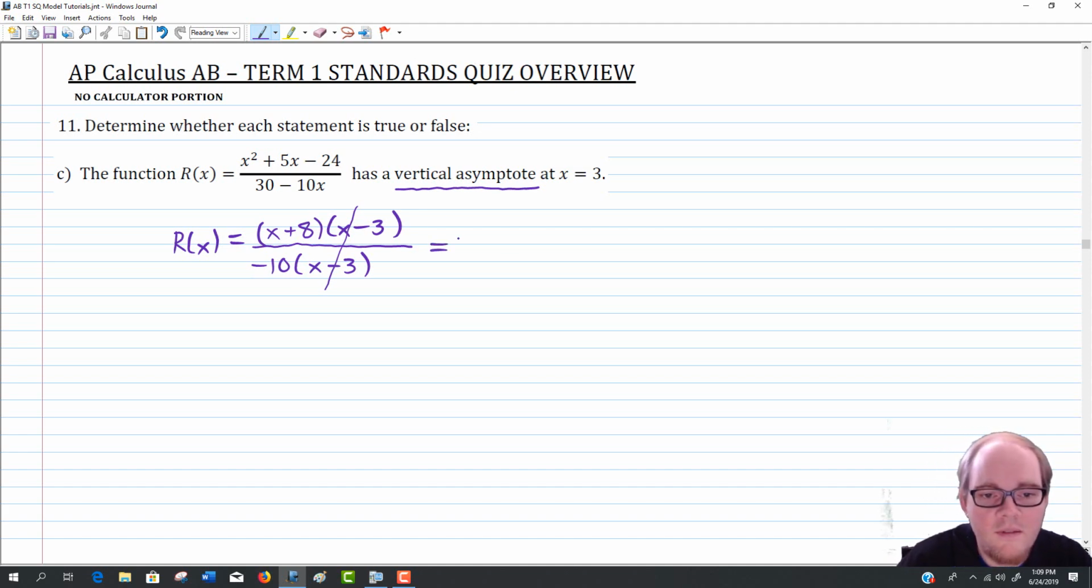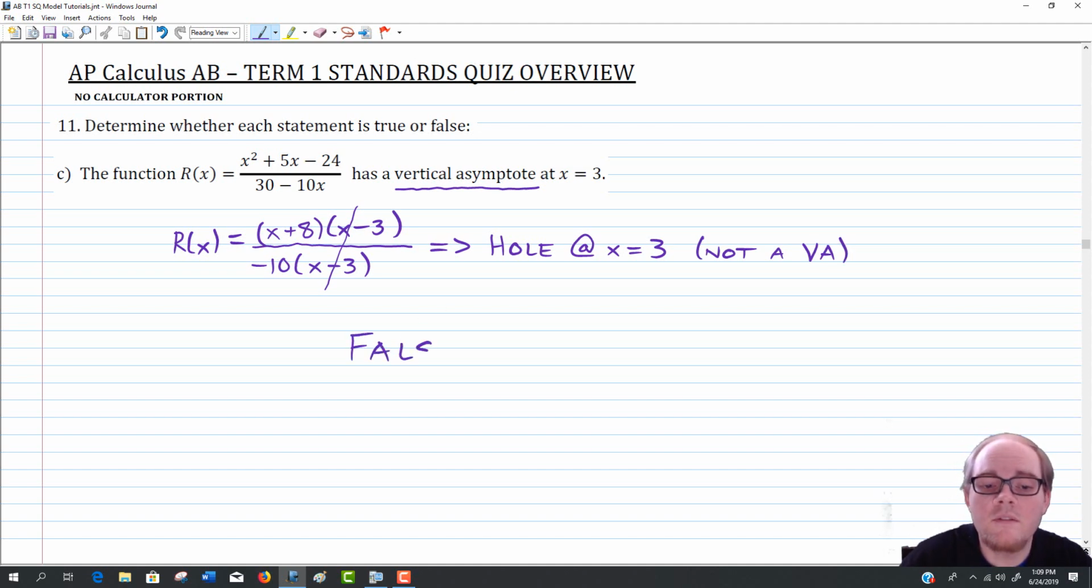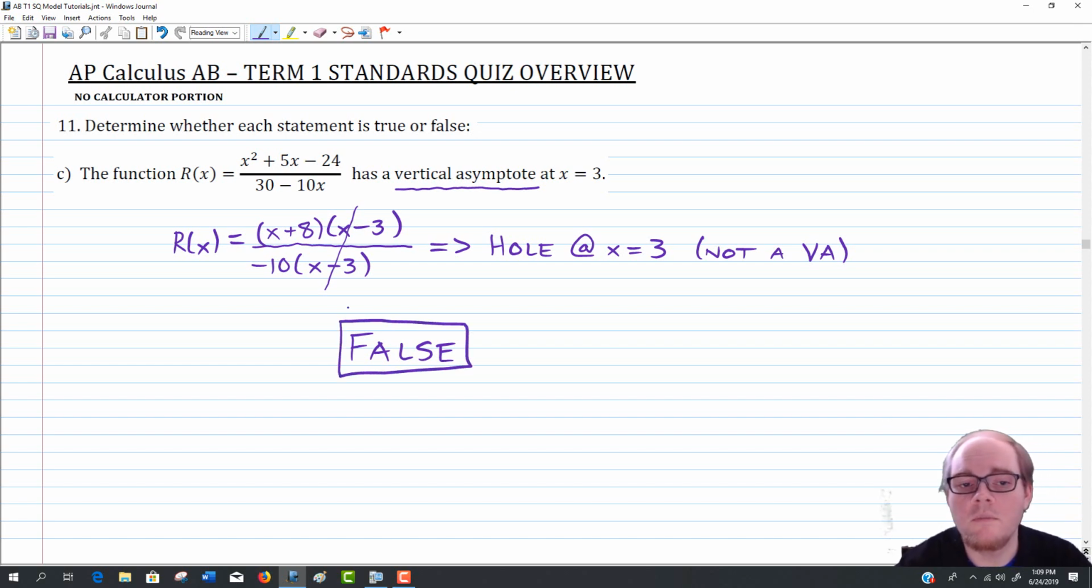What that division away means is that we've removed that 0 over 0 hole that was there. It means that there is in fact a hole at x equals 3. Now if there's a hole at x equals 3, there can't be a vertical asymptote. So not a vertical asymptote. And what that means is that this statement is in fact false, because there's actually a removable discontinuity there, not a vertical asymptote. So in this case, it was knowing what the difference was between a vertical asymptote and a hole. Really important piece of information and task to know conceptually.